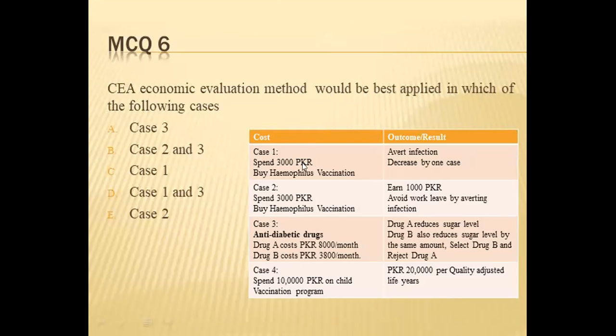Which economic valuation method would be best applied to CEA in the following cases? Case 1, spend 1000 and the outcome is a decrease by 1 unit. Case 2, spend on influenza vaccination and avoid leave from work. And case 3 or case 4. Cost effective analysis is case 1, because it spent money in the form of money and the health outcome is avoided infection. Therefore, C is the correct answer.